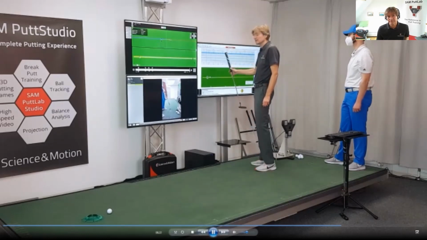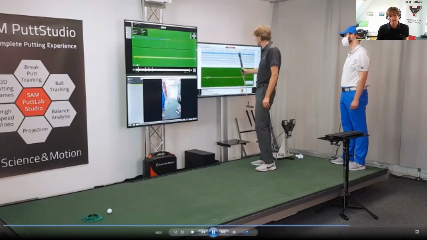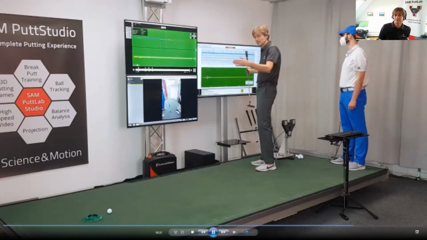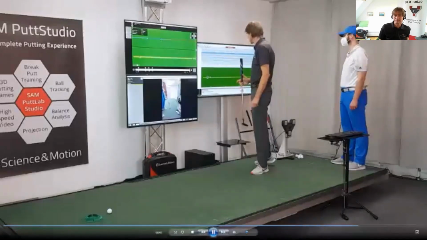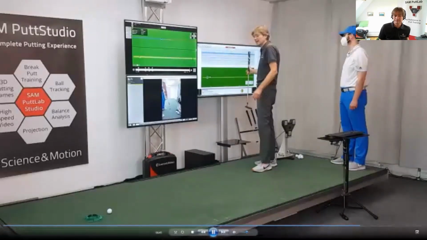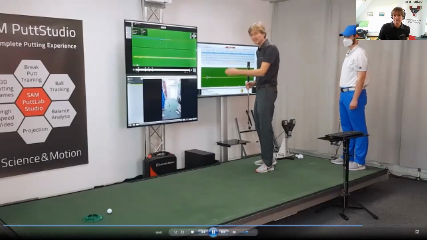Skid distance, 47 centimeters. Skid time, 274 milliseconds. Speed drop, 32%. Roll speed, 1.37 meters per second. Roll ratio, 85%. Relative distance to the putt, 17 centimeters short. Ball position side is 1.3 centimeters to the right.